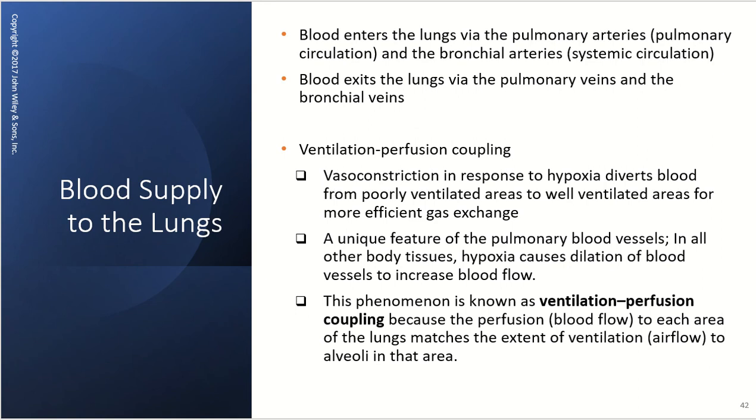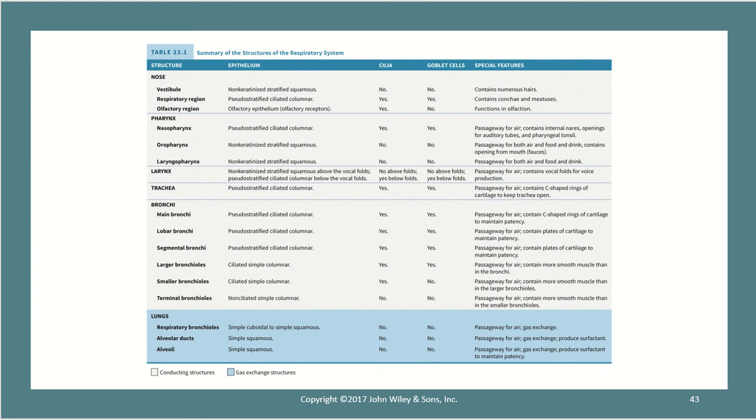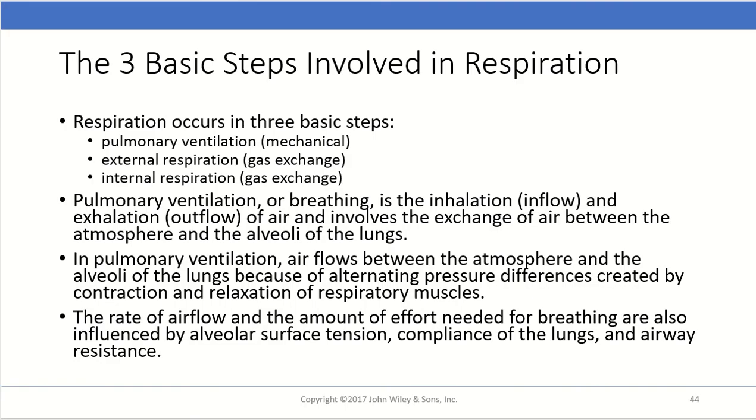This phenomenon is known as ventilation-perfusion coupling, because the perfusion or blood flow to each area of the lung is going to match the extent of ventilation to the alveoli in that area. That's what we call the kind of backwards setup that we have with the vasoconstriction during hypoxia. Here we have a nice little table summarizing the various structures of the respiratory system for your studying delights. That basically concludes the anatomy that we have for the lower respiratory system.